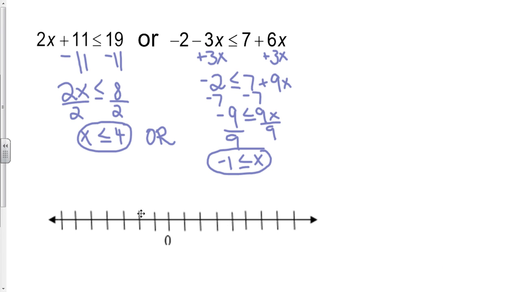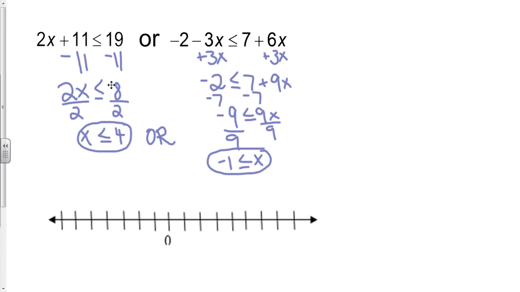Okay, one last thing I need to explain is and/or compound inequalities. Sometimes the compound is not actually found in the inequality itself, but just in the wording of the problem and how it's presented to you. So for example, this problem says we either want to have 2x plus 11 is less than or equal to 19, or, big important word there, negative 2x, and so on.